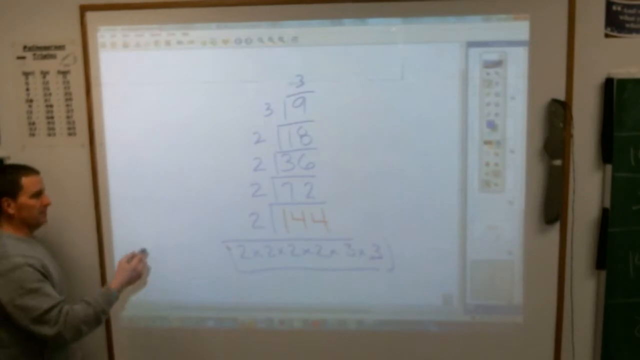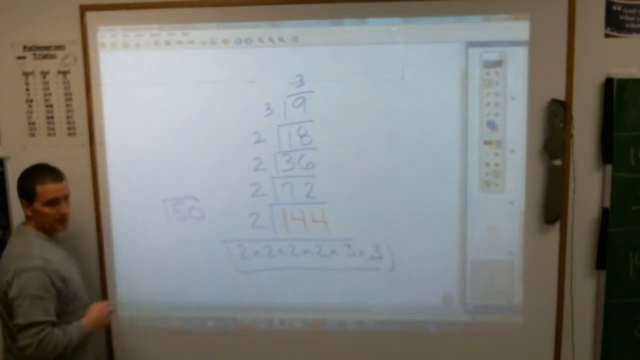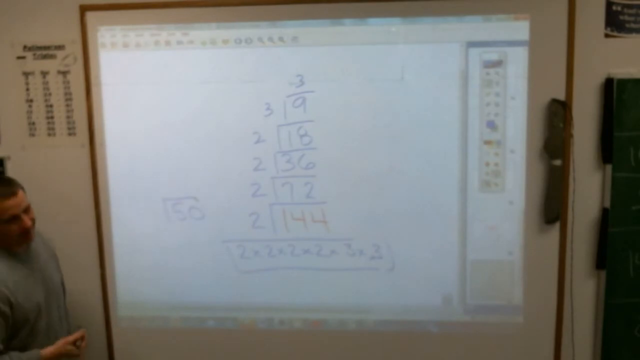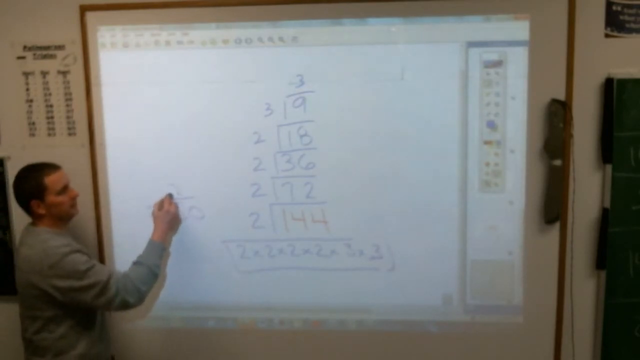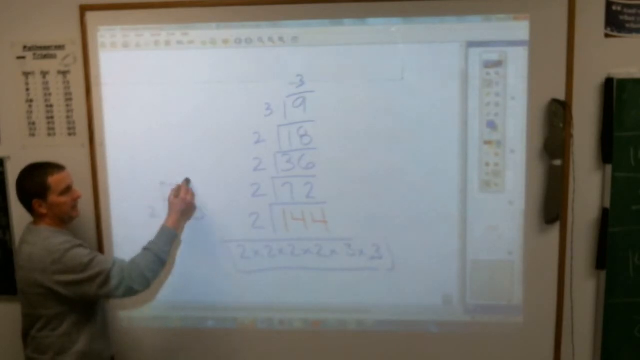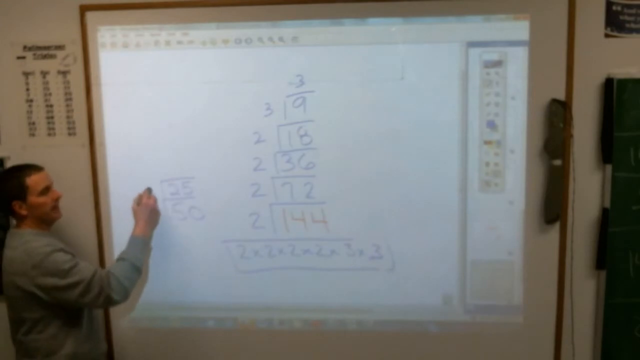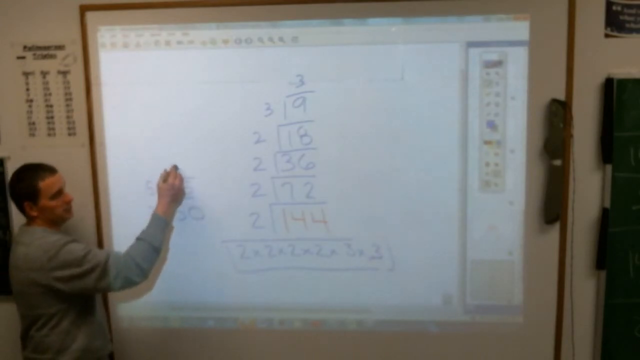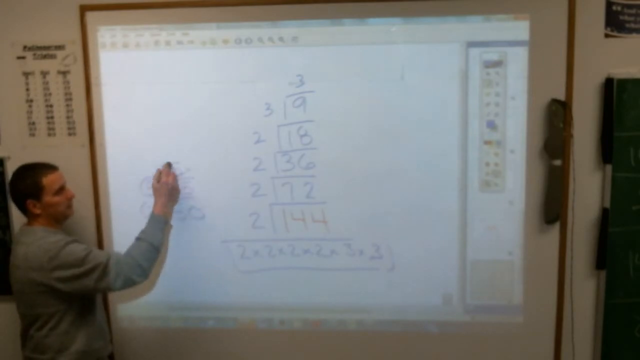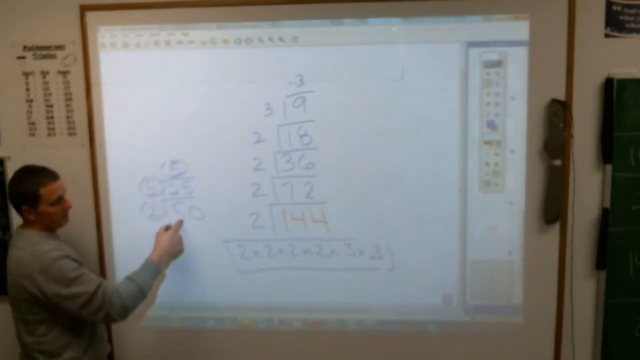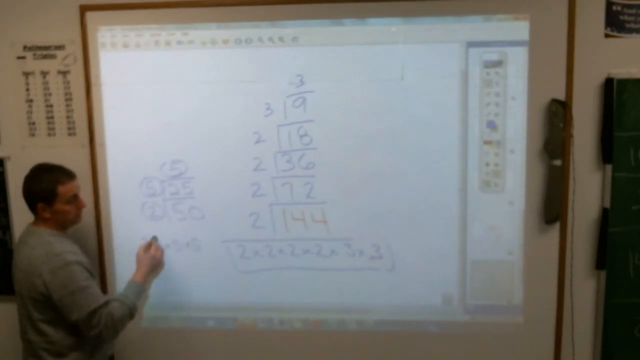You know, another example may be 50. What prime number goes into 50? Again, if it's even, I always try to cut it in half. Half of 50 is 25. That's not even, but what number goes into 25? 5. 5 times 5. And once you get a prime number on top, these are your prime numbers that multiply together to give you that. 2 times 5 times 5.